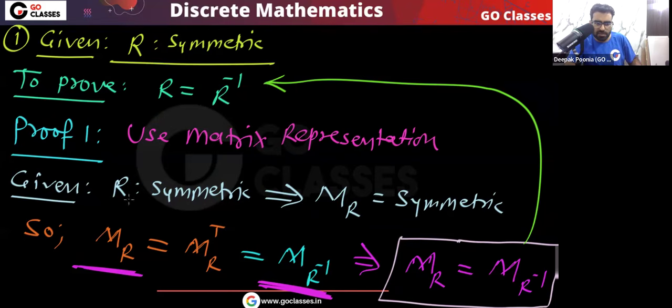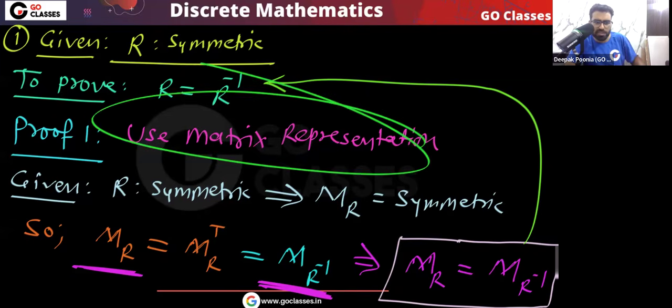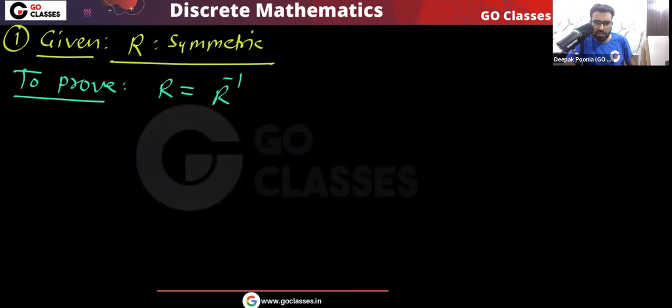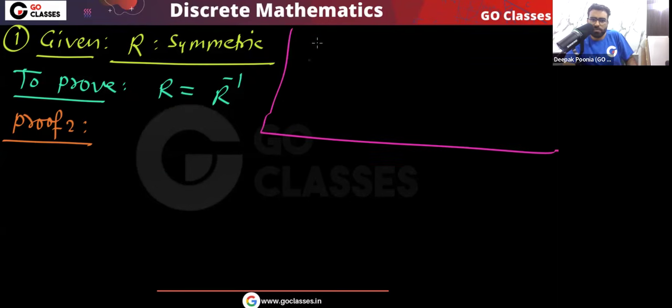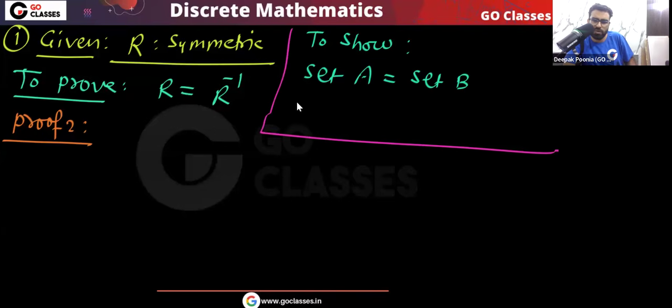Of course, the proof two also we can use if you don't want to use matrix representation. Okay, then also we can prove, there is no problem. Let me prove it without matrix representation. So let's see proof two. It is given that R is symmetric, and we need to prove that R is equal to R inverse. See, when we need to prove that two sets are equal, then what actually will we do? To show set A is equal to set B, tell me what we do?